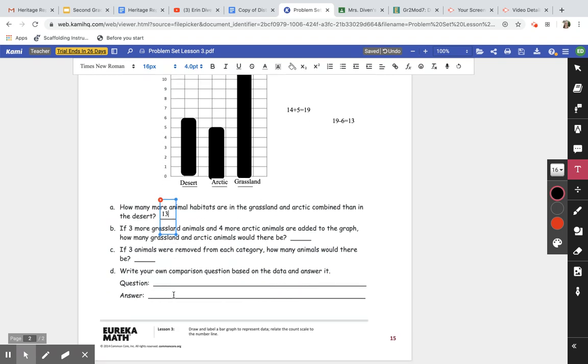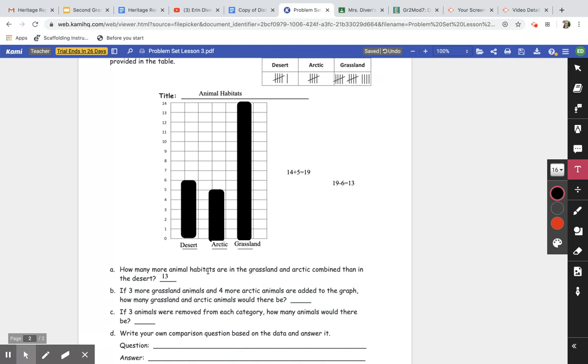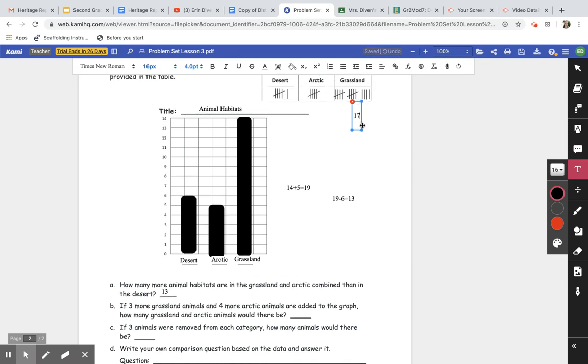Okay, letter B says, if 3 more grassland animals and 4 more Arctic animals are added to the graph, how many grassland Arctic animals would there be? So if we are adding 3 more to grassland, we've got 5, 10, 14, and we add 3 more, that would give us 17 in our grassland, and we added 4 more to the Arctic, that would give us 4 plus 5 would give us 9.